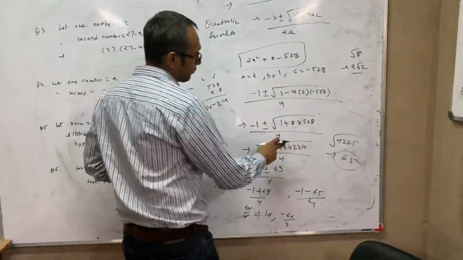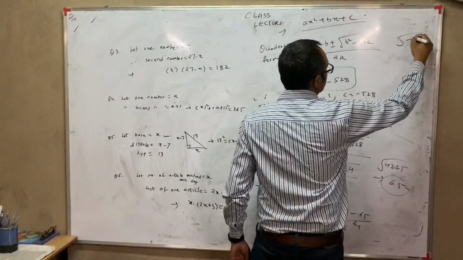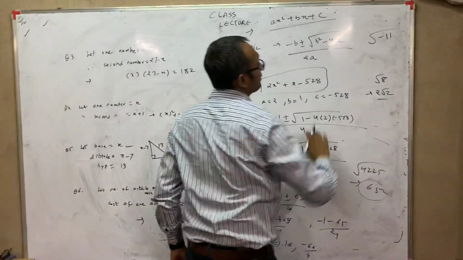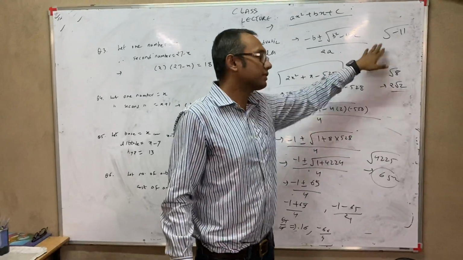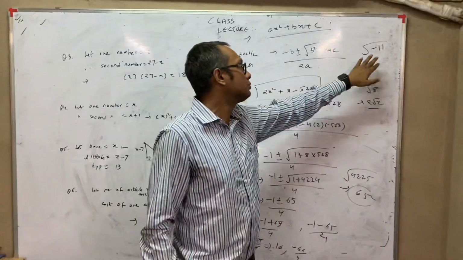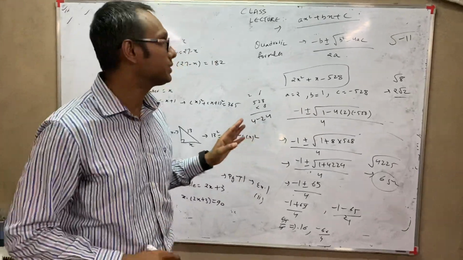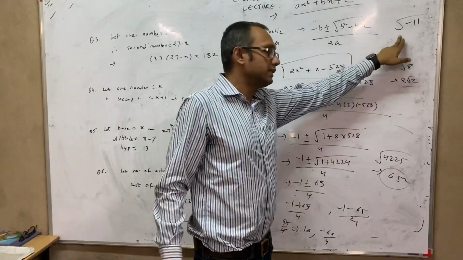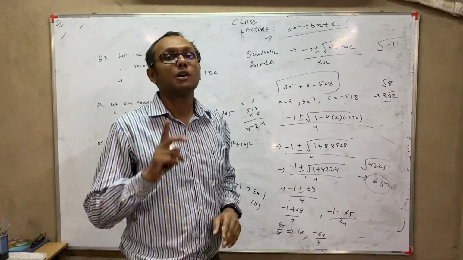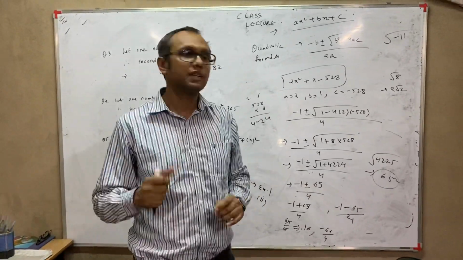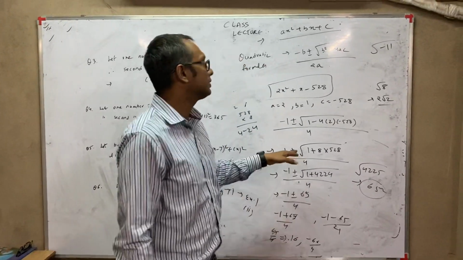Similarly, if the root is coming negative, suppose minus 11 or something, then the sum will not solve further, because whenever the root is negative, that equation has no roots. Then there will be no solution of that equation. This will happen in one of two cases. Either the equation will actually not have any solution, or you may have made a mistake in substituting the values, for example you have forgotten to put the minus sign.